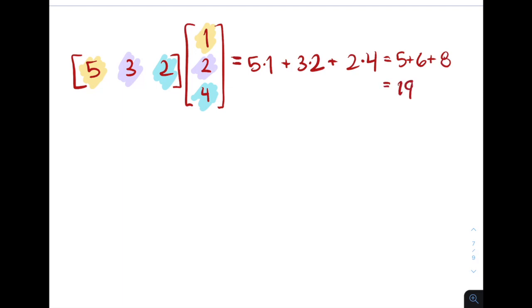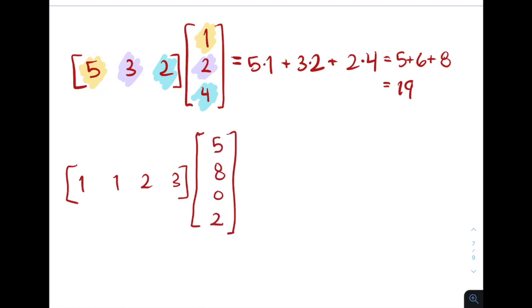And we'll do one more example. For a 1 by 4 times a 4 by 1, we're going to start by multiplying the first pair of entries, adding the product of the second pair of entries, along with the third pair of entries, and finally adding the last pair of entries.